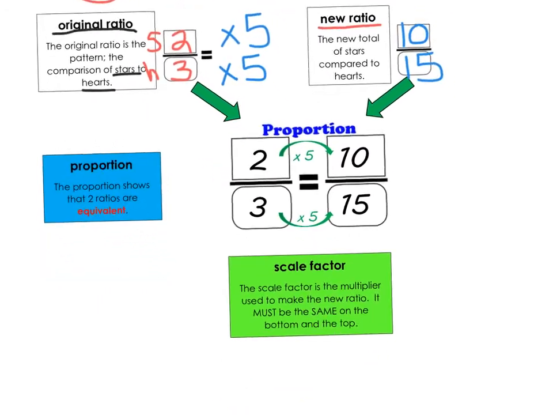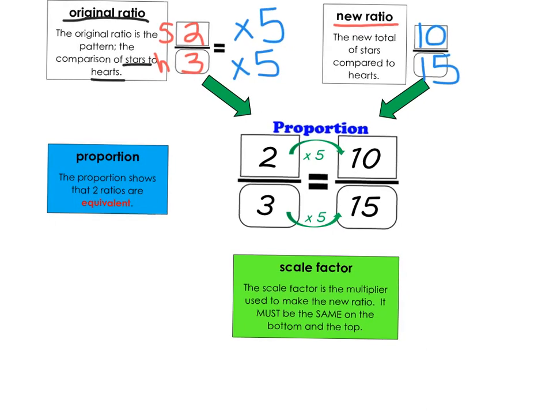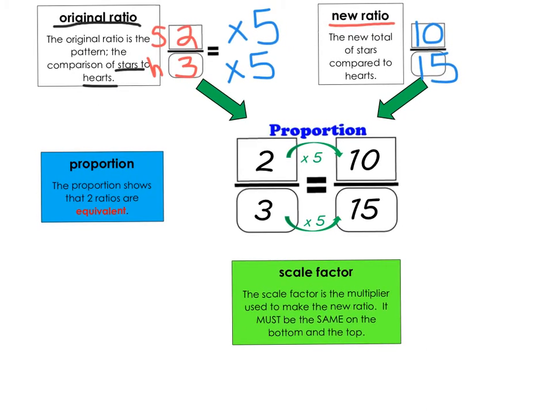So, really, when we put the original ratio and the new ratio together, we get what's called a proportion. And a proportion shows 2 ratios that are equivalent to each other, which we just did. If we multiply both the top and the bottom by the same number, and we repeated the pattern, that means that you have 2 equal ratios. So that's what we did here.